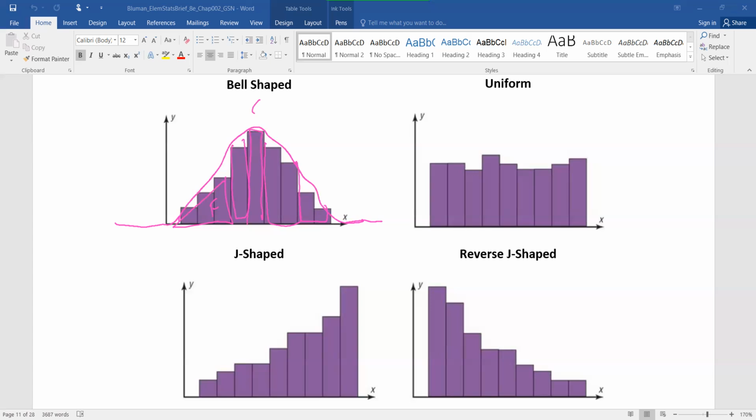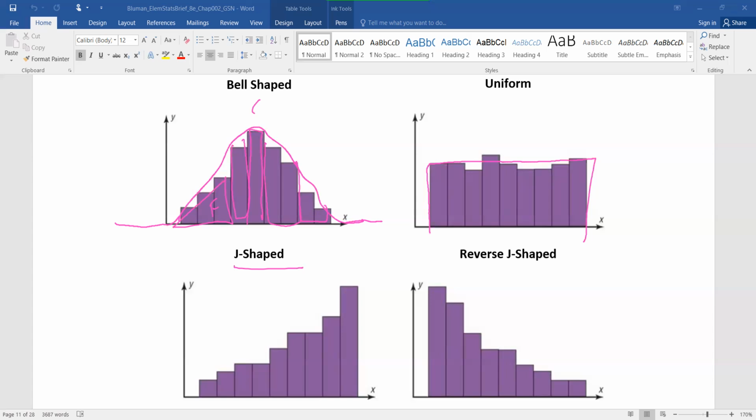All right, uniform basically just means that it's pretty much leveled the entire time. There's not much left or right or bell or any kind of pattern. It's just pretty much flat across the board.